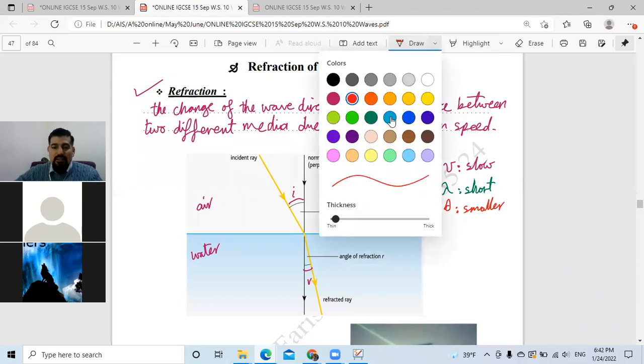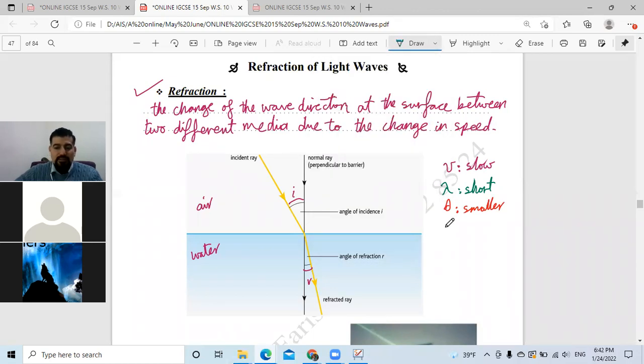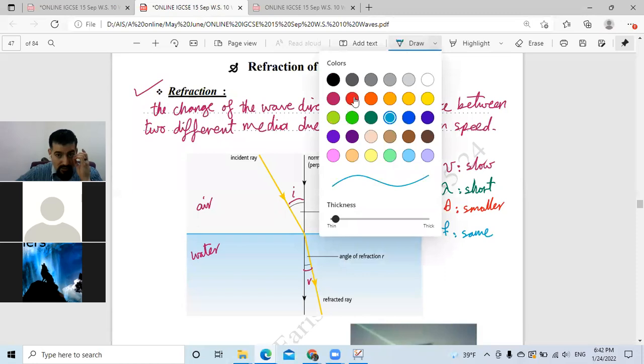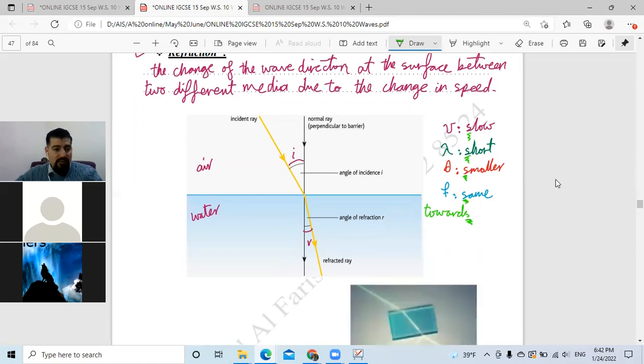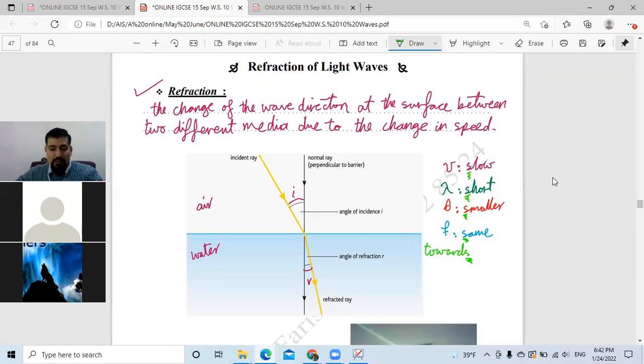What will happen to the frequency? Remains the same. Bravo Marwan. What happened to the direction? It will bend towards the normal. This is the S, S, S, S, and denser medium or slower. Yes, bend towards the normal.